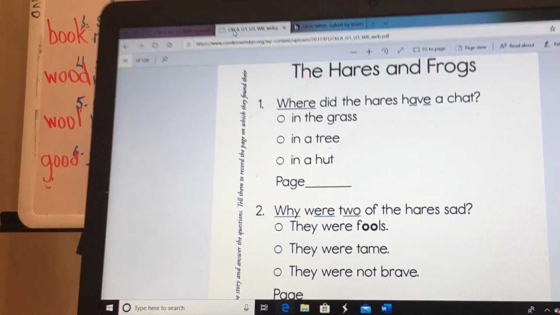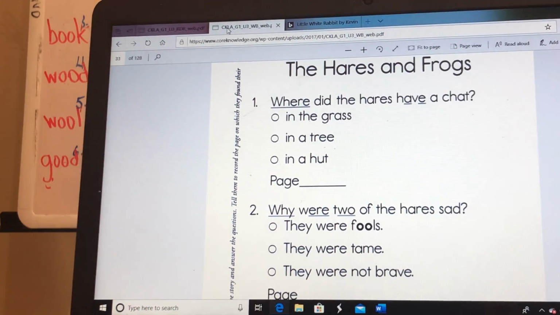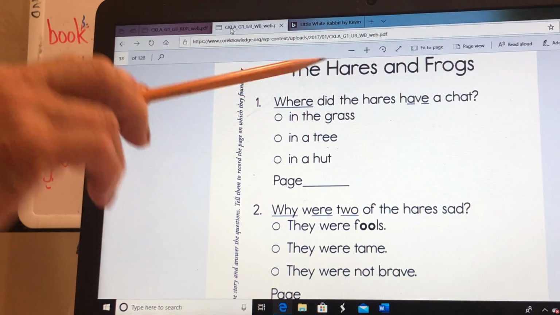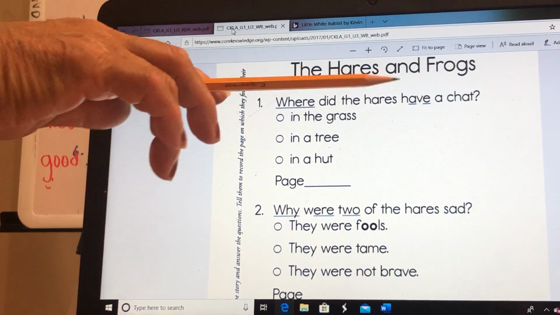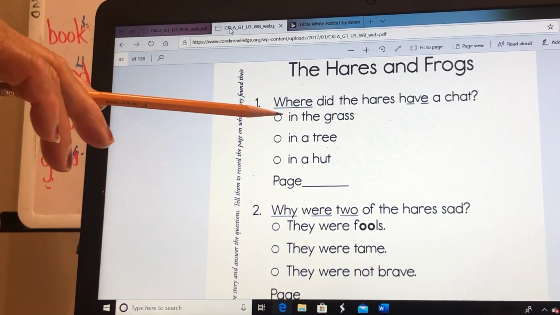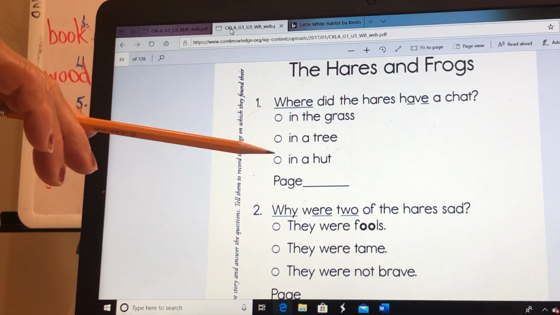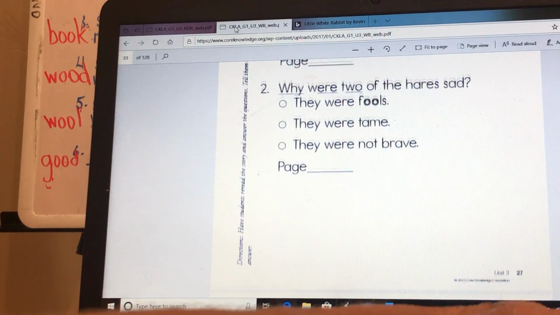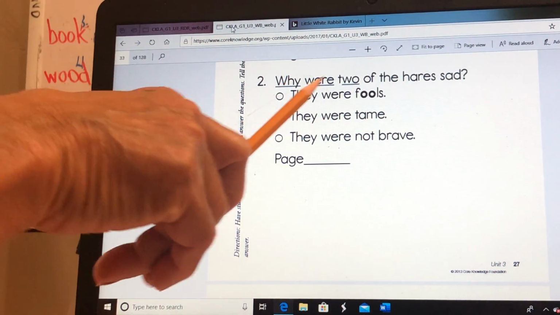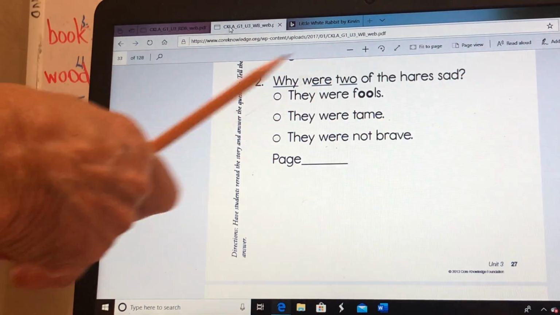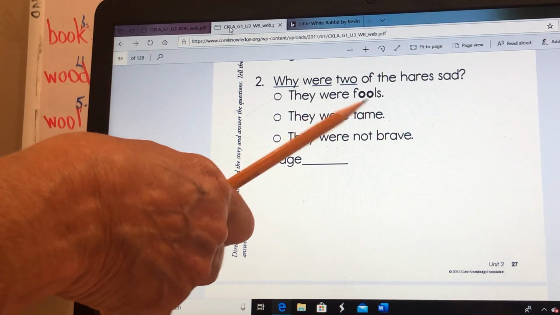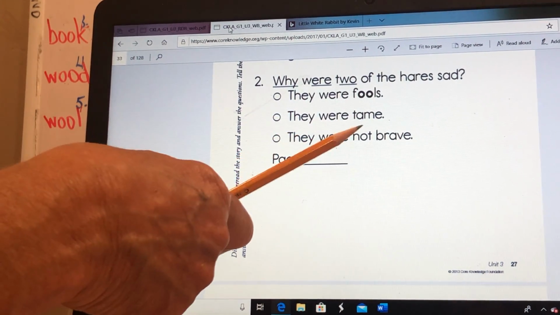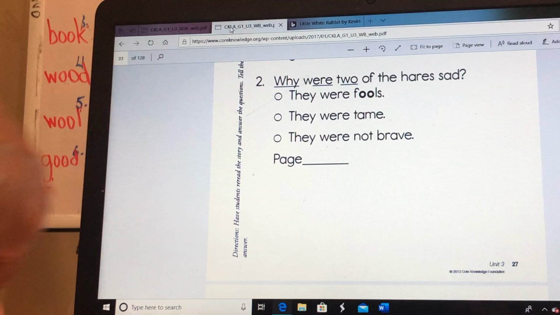This is going to be our questions that you're going to do on your own. It says, where did the hares have a chat? In the grass, in a tree, in a hut? The next question says, why were two of the hares sad? They were fools. They were tame. They were not brave.